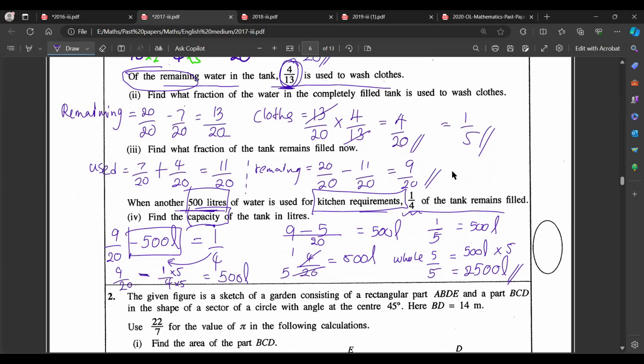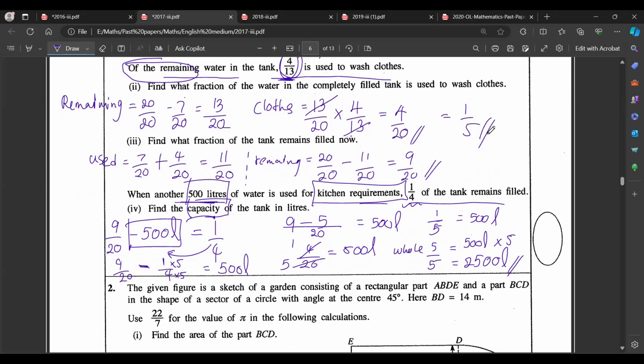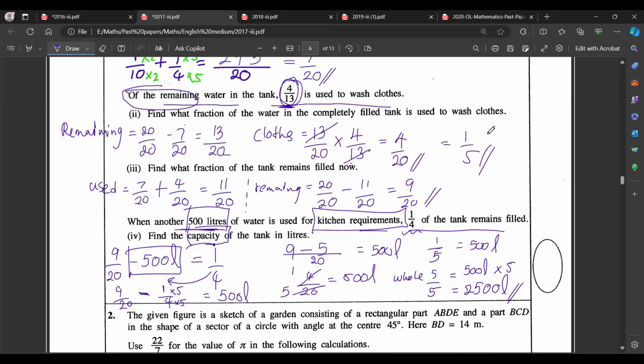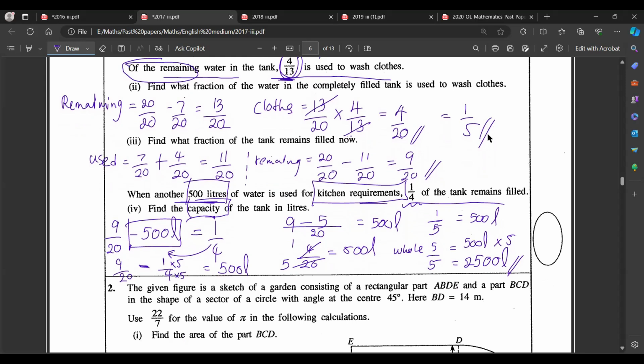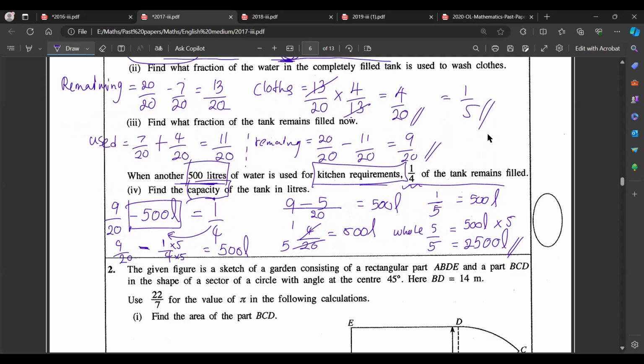So washing clothes should be what? They are using 4 over 20 of the remaining 13 over 20. When you multiply, 13 and 13 cancel, so 4 over 20 is used for the clothes. 4 over 20 means 1 over 5. Previous 7 over 20 and 4 over 20 altogether, 11 over 20 is used. If 11 parts out of 20 are used, 9 parts are remaining. So remaining is 9 out of 20.